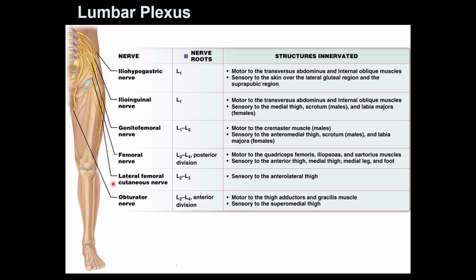Lateral femoral cutaneous nerve, this is only sensory, and the name is very obvious, so it supplies the lateral part of the thigh. And obturator nerve, this is supplying adductor muscle, so it causes adduction. Gracilis is also an adductor muscle, and that is called adduction of the hip. And sensory is similar to ilioinguinal and genitofemoral, which is supplying the upper medial thigh.